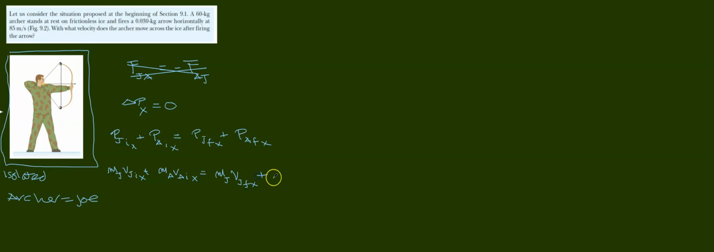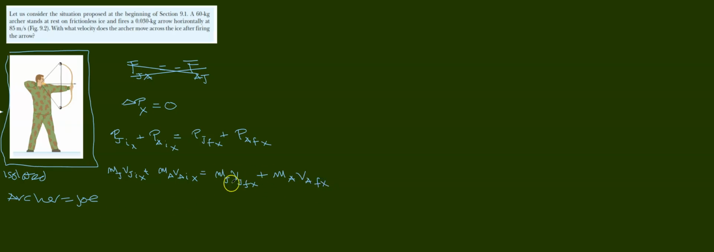And that means the momentum of Joe, the archer, initial in the x-axis, plus the momentum of the arrow initial in the x-axis has to be equal to the momentum of Joe final in the x-axis plus the momentum of the arrow final in the x-axis. So that means mass of Joe times velocity of Joe initial x-axis plus mass of the arrow times velocity of the arrow initial in the x-axis is equal to mass of Joe times velocity of Joe final in the x-axis plus mass of the arrow times velocity of the arrow final in the x-axis.